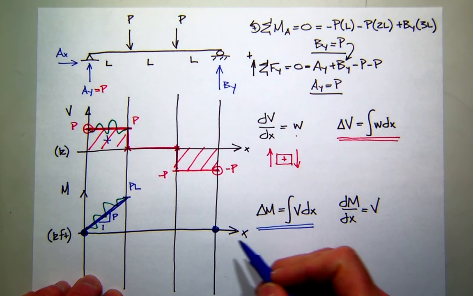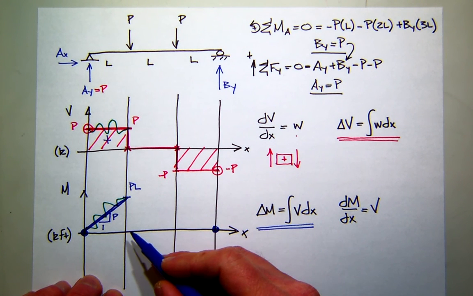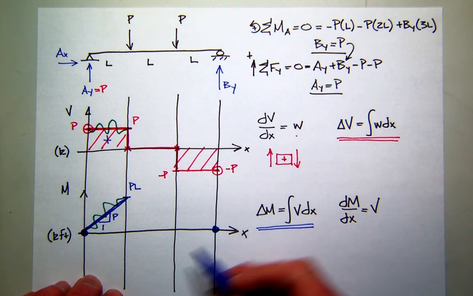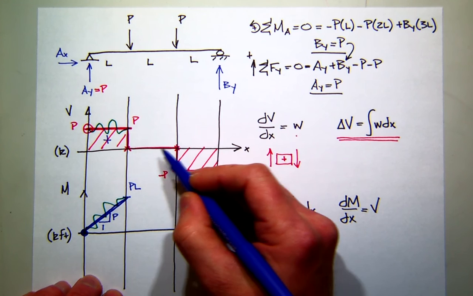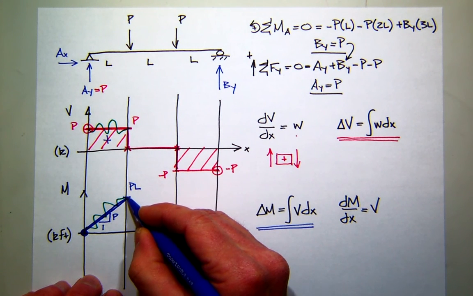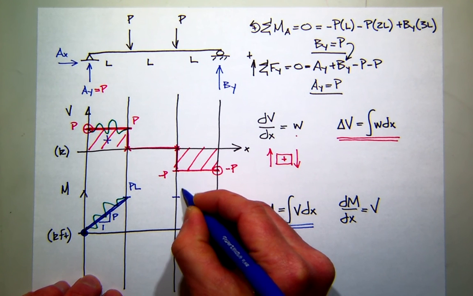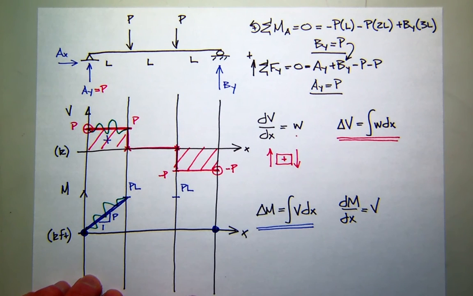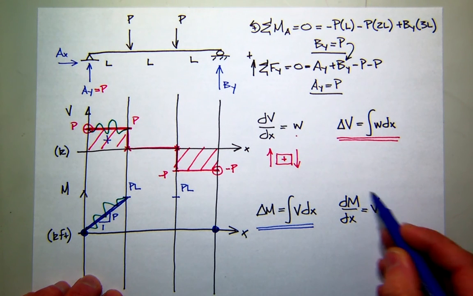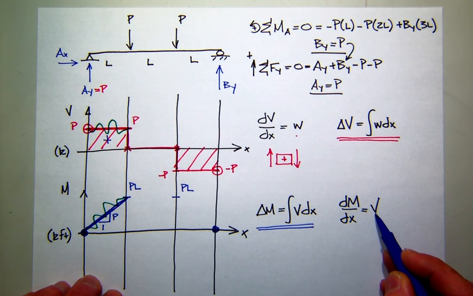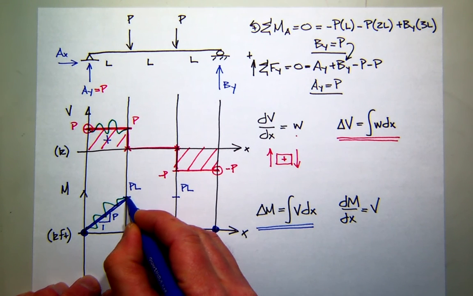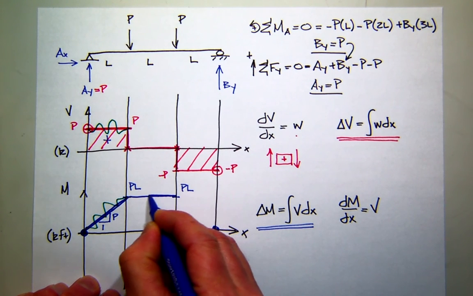Now, what's the change in moment from L to 2L? Let's go up and see what the shear diagram has to tell us. Nothing. No change. So if I start at PL and I add nothing to it, I get PL. The shape of the curve between these 2 points is given by the shear. What's the value of the shear? 0. 0 slope is a horizontal line.